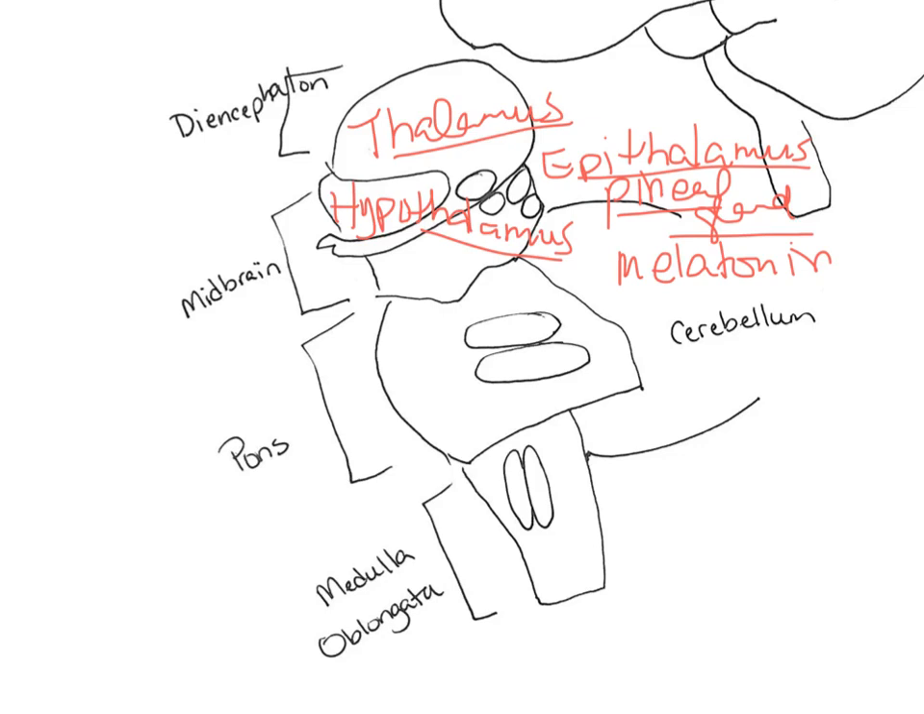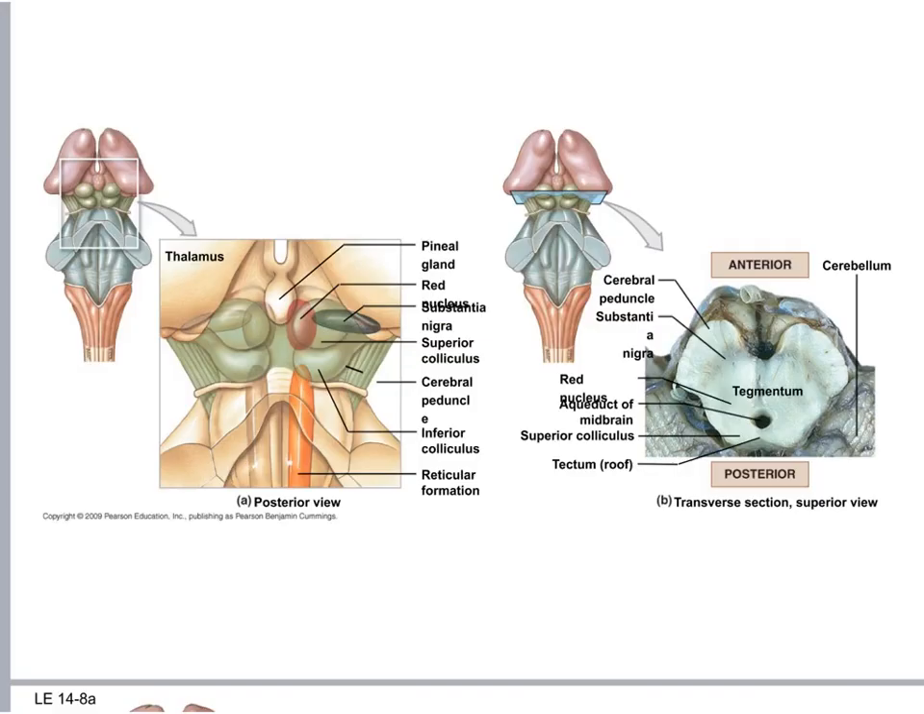But the thalamus is really a relay station. That's all it is. It's taking information in, synapsing, and then sending it off. And it has a couple other functions, so we're going to end up talking about those other functions as well. Right? So let's look at that thalamus. Well, there was my midbrain area.